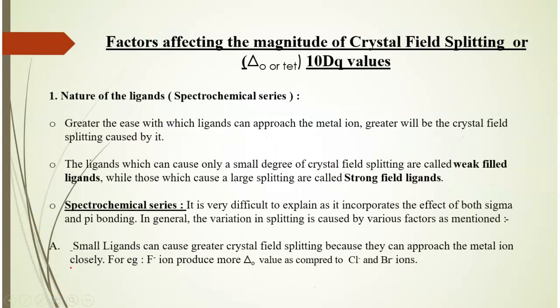First is your nature of ligand. So greater the ease with which the ligand can approach the metal ion, greater will be the crystal field splitting caused by it. तो कहने का मतलब यहाँ पे क्या है कि जितनी इजिली आपके लिगेंड अप्रोच कर सकते हैं मेटल आयन को, उतनी ही ज्यादा स्प्लिटिंग होगी.